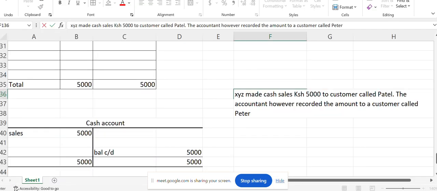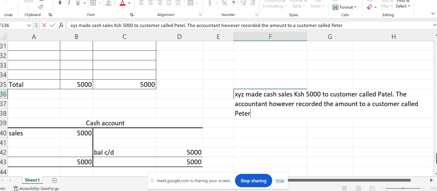So, I was saying that Peter and Patel, all of them are customers of this company. Suppose the company sold goods to them on credit. If that is the policy of the company, again, all of them are customers. They belong to the same class. But we have been told here from this transaction that I've tried to formulate that yes, XYZ made some cash sales to a customer called Patel, but it was not supposed to be Patel, it was supposed to be Peter.